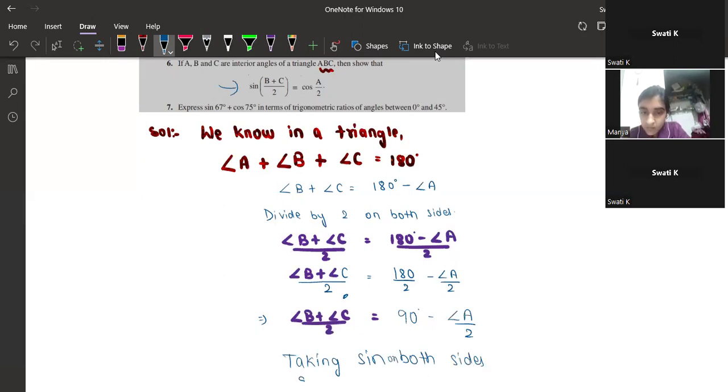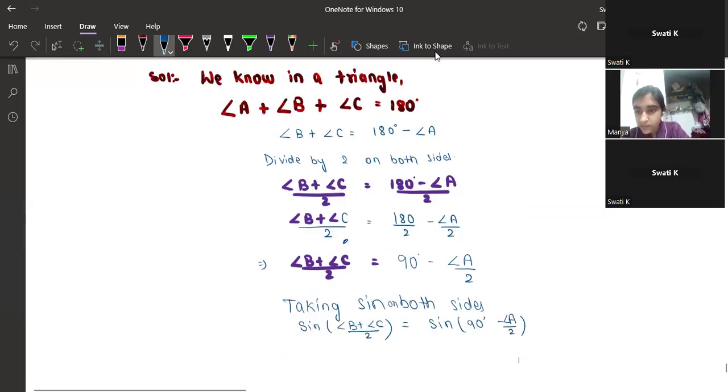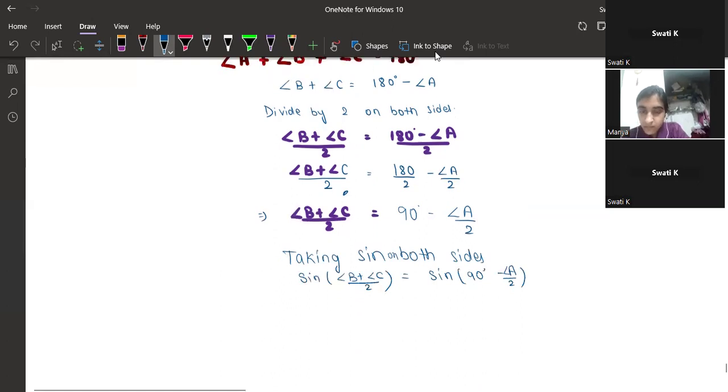It will become sine of angle B plus angle C by 2, and this will become equals sine of 90 degree minus angle A by 2. If you can notice, Manya, I have kept both angles as they were, by just adding sine. I have just taken sine on both the sides. That's it, and nothing else, right? So of course in our LHS this is the term, so we'll just write down sine of angle B plus angle C as it is upon 2.